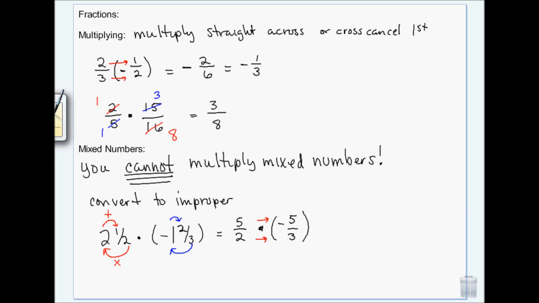And what I get is a negative times a positive gives me a negative. 25 and 6 don't reduce, and you don't have to convert it back to a mixed number. You can totally leave it as an improper fraction. Improper fractions are fine, and as a matter of fact, they are preferable. So that's your answer.